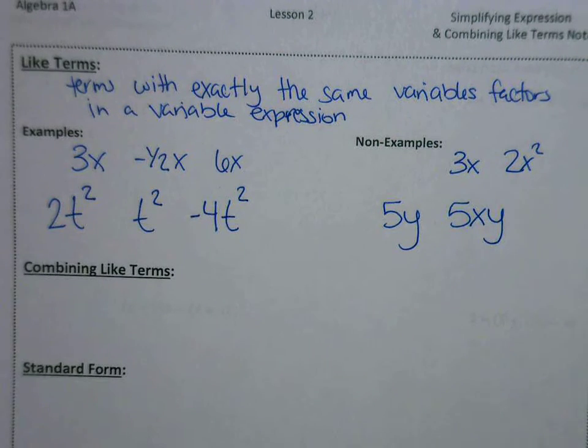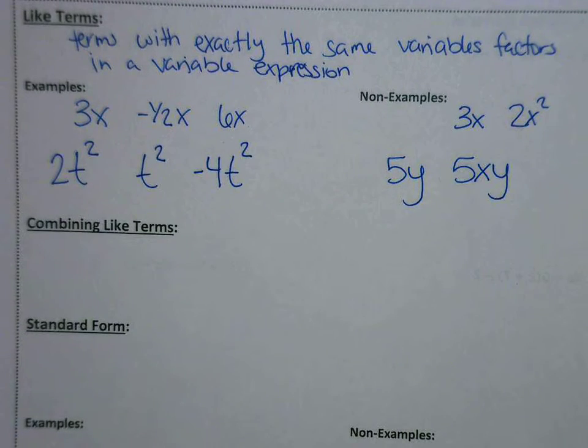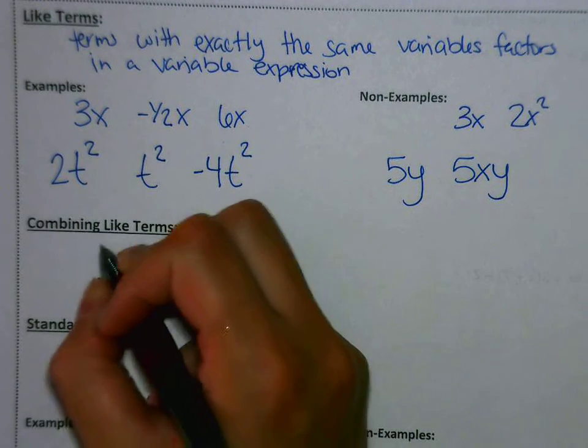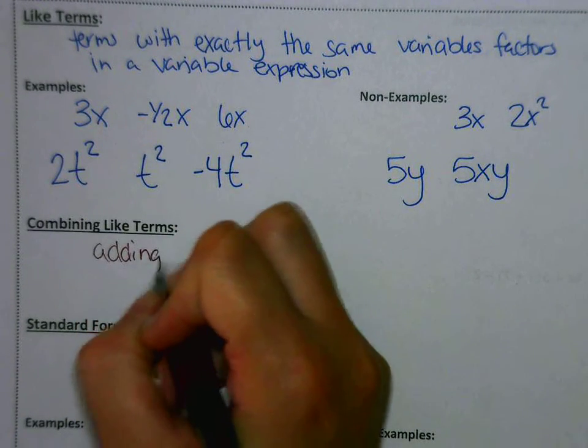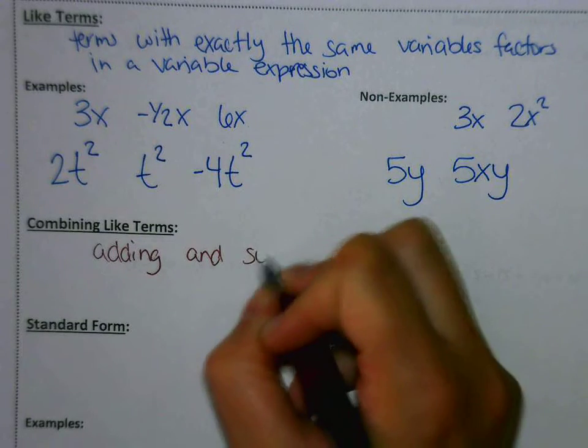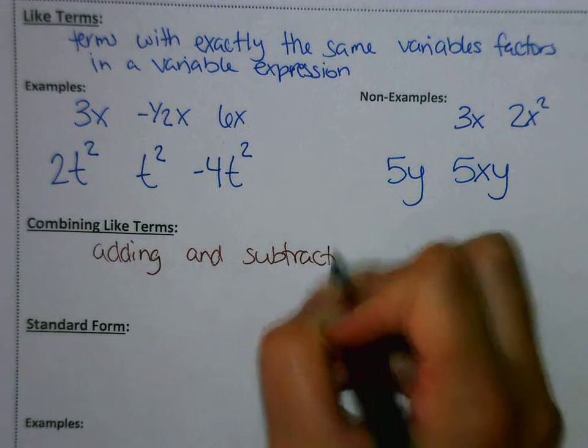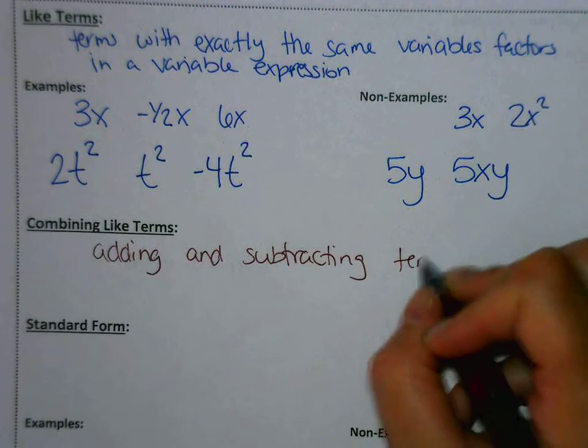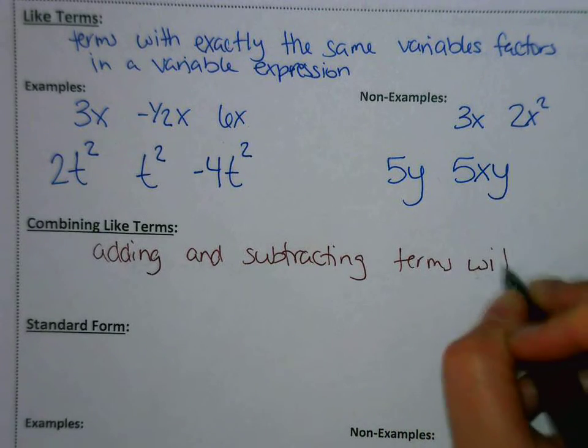Combining like terms is when we are adding and subtracting terms with the same variable factors.